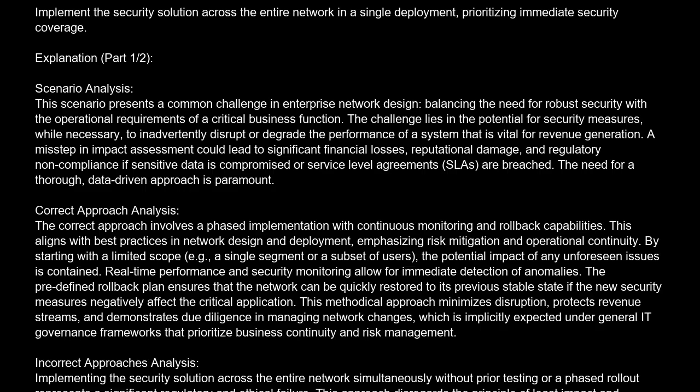A predefined rollback plan ensures that the network can be quickly restored to its previous stable state if the new security measures negatively affect the critical application. This methodical approach minimizes disruption, protects revenue streams, and demonstrates due diligence in managing network changes, which is implicitly expected under general IT governance frameworks that prioritize business continuity and risk management.